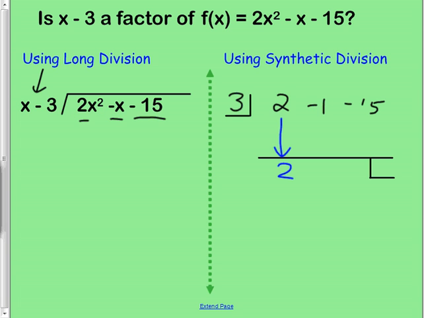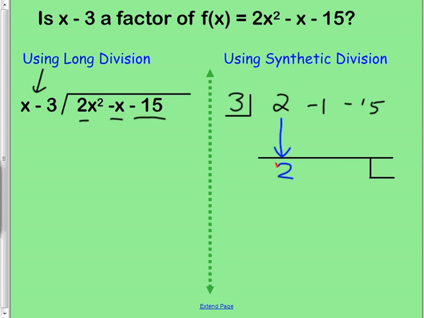Okay, so the 2 drops down just like Snoop Dogg would tell us. And now here's the next part. It's multiply, then add, multiply, then add, multiply, then add. So it goes really fast once you're used to it. Really, it does. But watch me do it first.